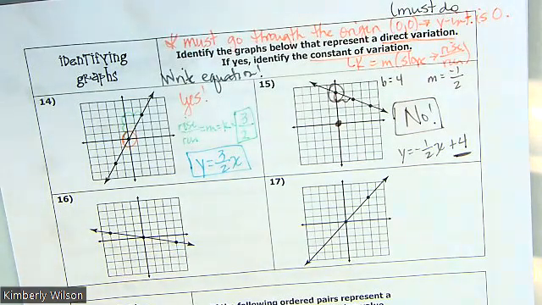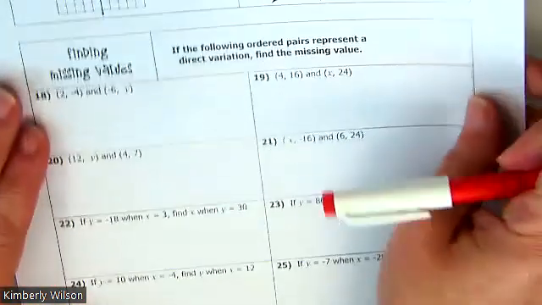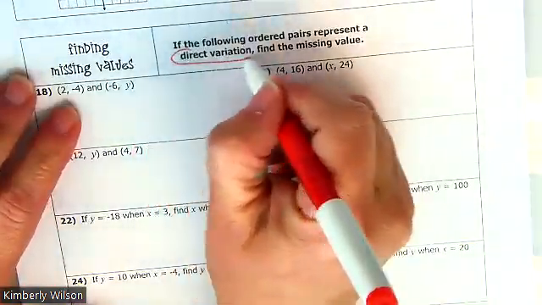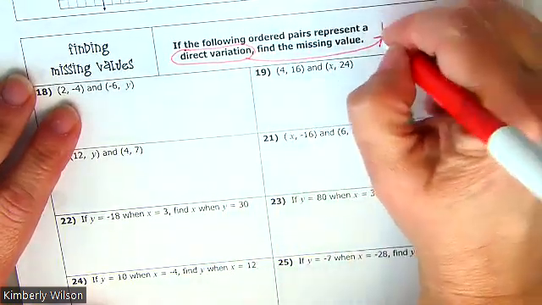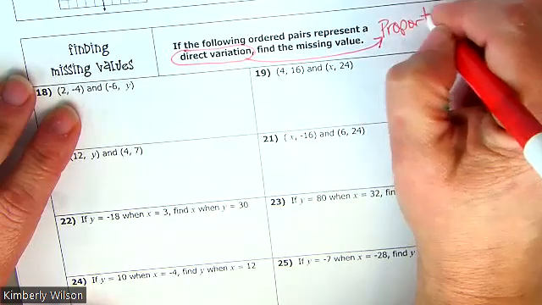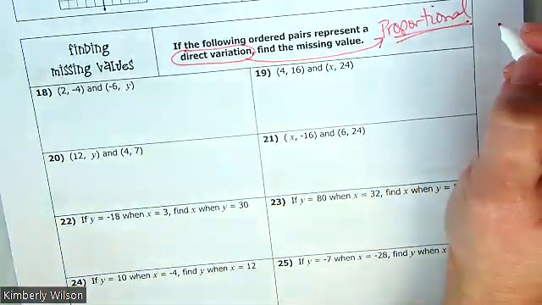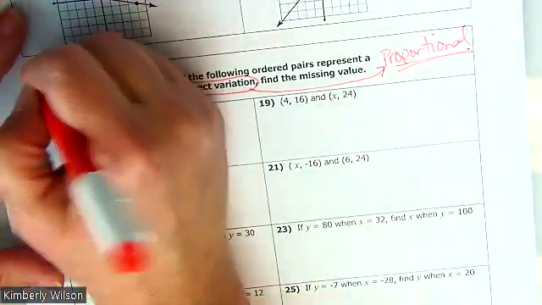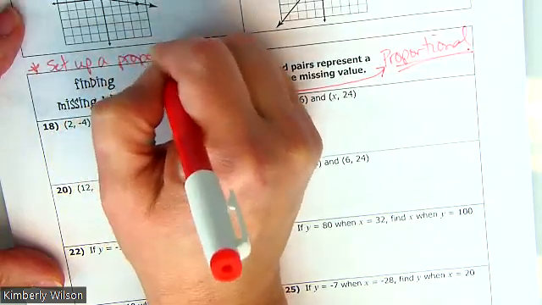Moving right along. Now, direct variation is just a fancy way of saying proportional, which means when I am solving for a missing variable, set up a proportion.